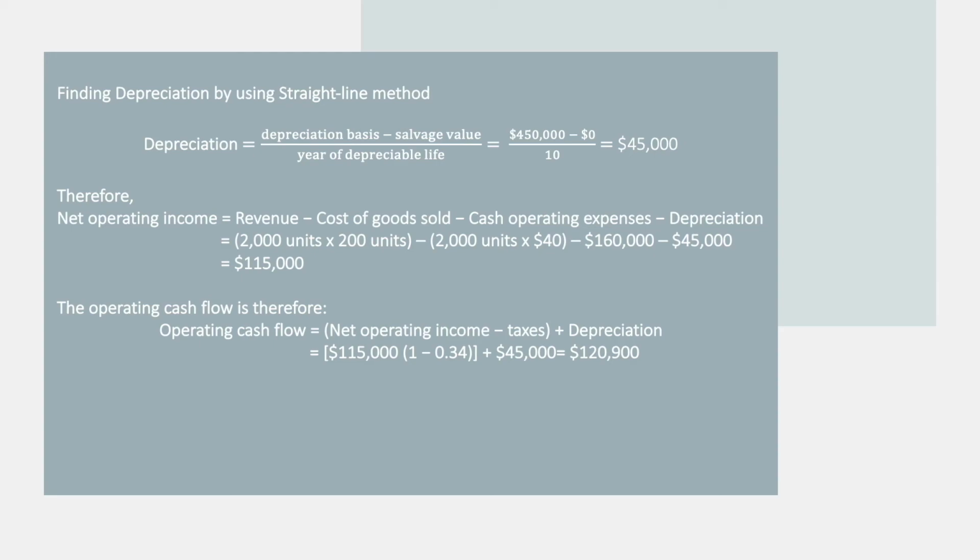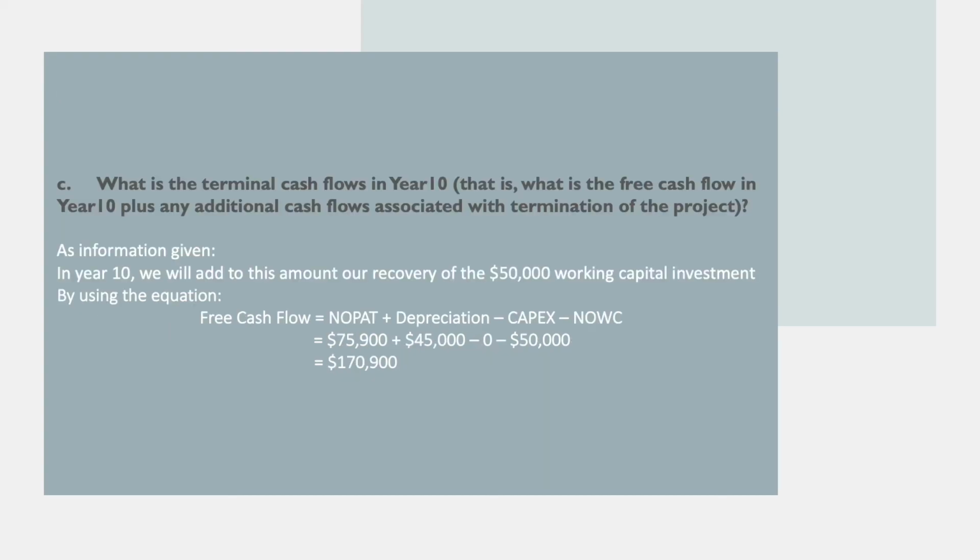So we can find the operating cash flow from this equation. Operating cash flow is equal to net operating income less taxes plus depreciation. When we sum it up, it will be equal to $120,900. For question C, what is the terminal cash flow in year 10? What is the free cash flow in year 10 plus any additional cash flow associated with termination of the project? As the information given, in year 10, we will add to this amount our recovery of the $50,000 working capital investment.